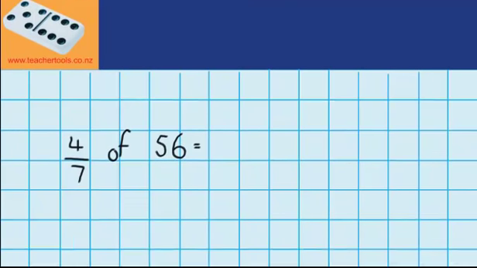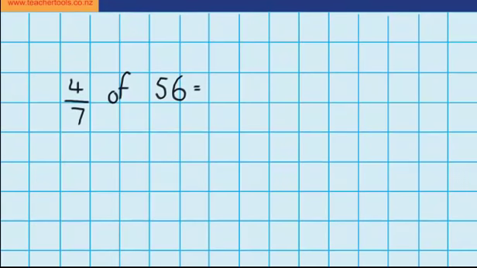Let's start with this question here. There are 56 candles which are shared around a cake, and I want to work out how many are on 4/7 of the cake. So you can see I've recorded that question here. Now, because we can't draw a diagram, we're going to have to imagine this in our heads.